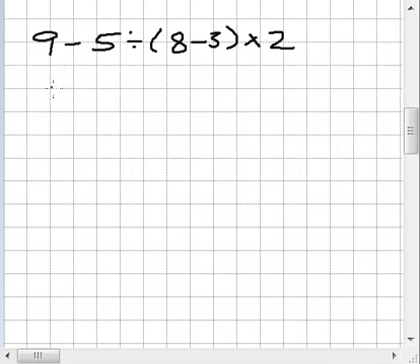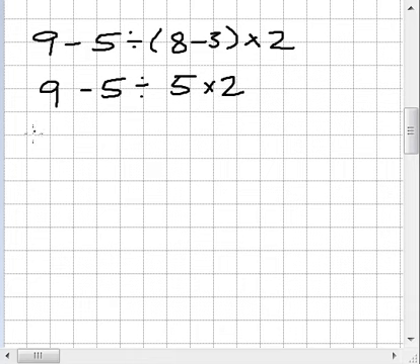So, we got 9 minus 5 divided by, what's 8 minus 3? 5. Of course. Times 2. Now what? Then you do 5 times 2 is 10. No, 5 divided by 5 is 1. Okay, wait. We've got a difference here.